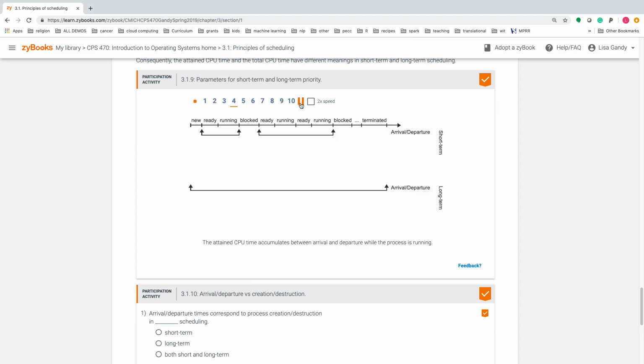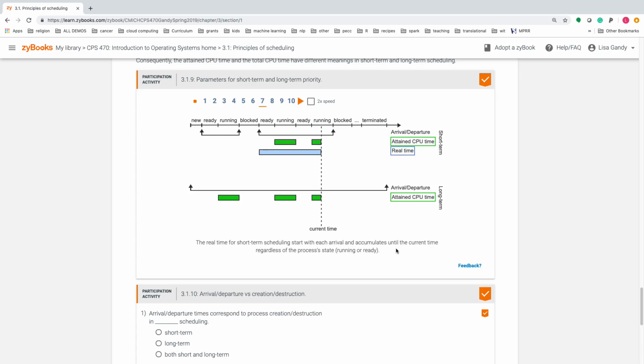Okay. The attained CPU time accumulates between arrival and departure while the process is running. That's what that means. For short-term scheduling, the attained CPU time restarts with each arrival and keeps accumulating until the current time. So it's just changing continuously as it's coming back and forth off the list. For long-term scheduling, the attained CPU time keeps accumulating, so you're just adding it. So short-term scheduling, it's resetting. Long-term scheduling, it's basically accumulating that value.